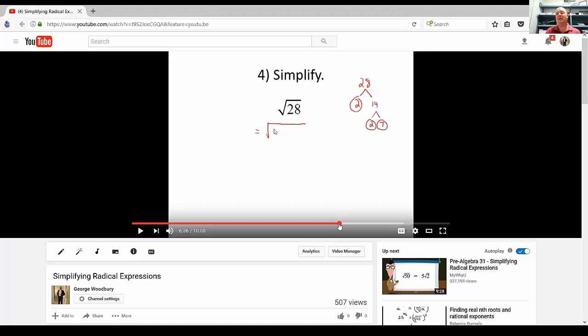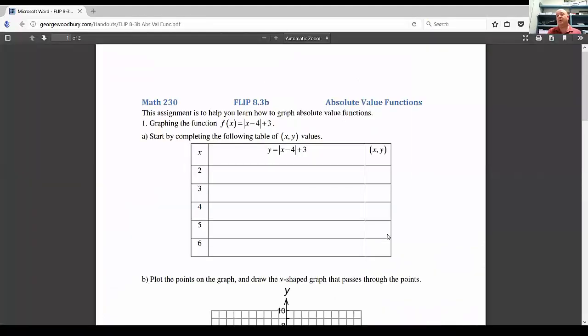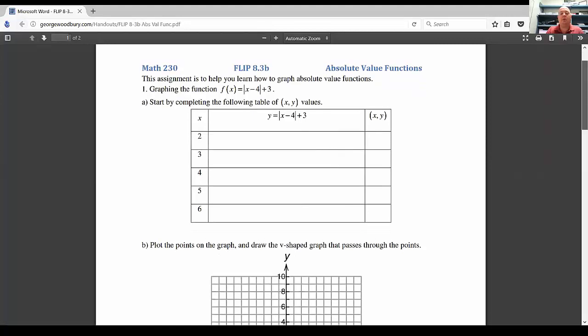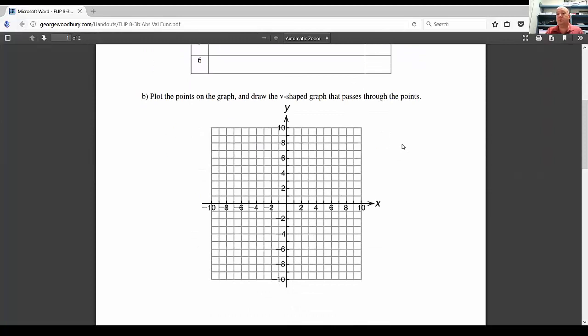And so let me show you a second flip that I did, this one involving graphing absolute value functions. So on the screen now, this is a worksheet that my students took home with them. And the first thing they did was they completed a table of values for the absolute value function, absolute value of x minus 4 plus 3. And so I gave them the values of x to substitute. They worked them out here, and they wrote their ordered pairs. Then they plotted those points on the graph, drew the V-shaped curve that went through them. So some direction for them to work on this, but they're discovering it on their own.